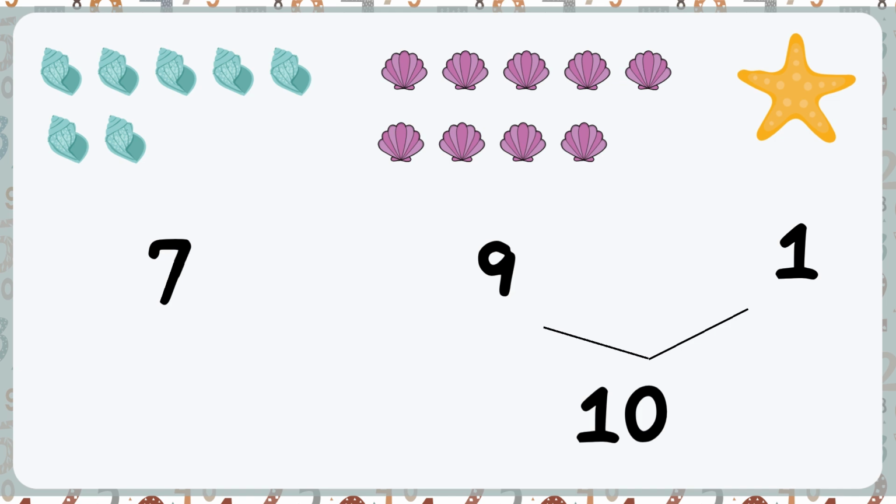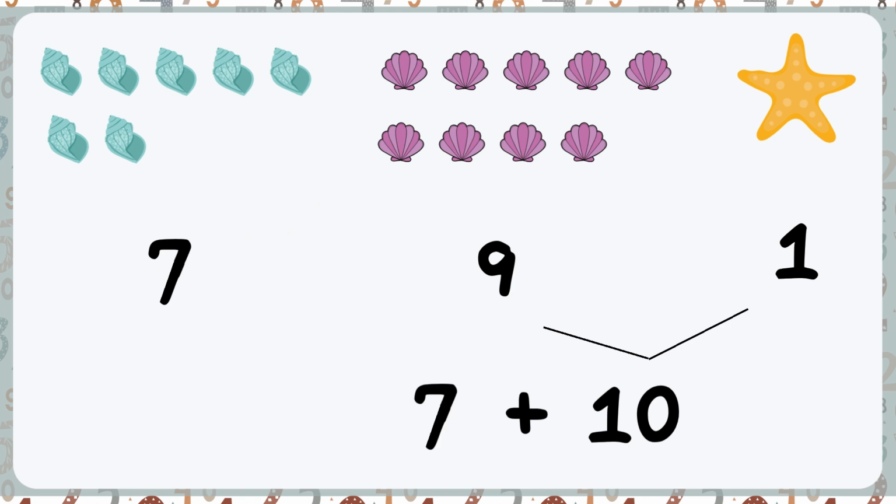Perfect. Okay, so are we done with this number sentence? Did we figure out how many seashells we have? No, we did not. We just figured out that if we put the 9 part together with the 1 part, that will equal 10. Okay, so what other part do we still need to add? That's exactly right, friends. We have to add in that 7, right? We can't forget them. So we're going to go ahead and we're going to add, and we have to add in that other number.